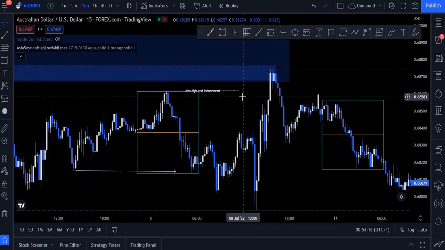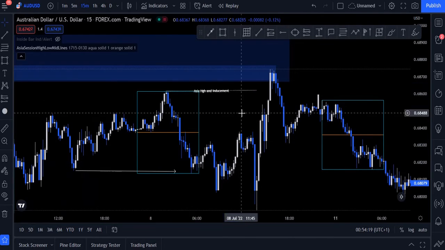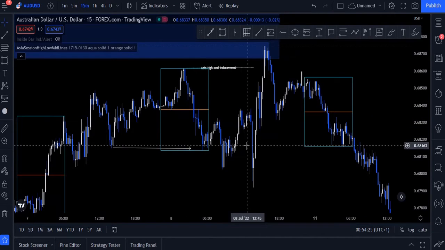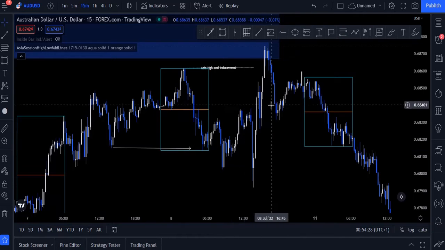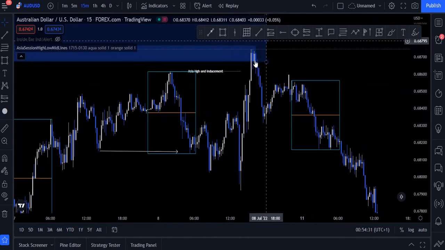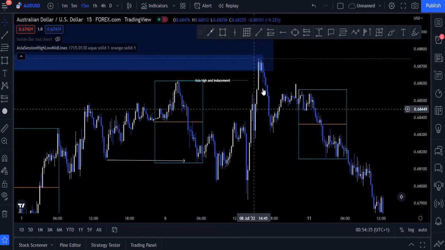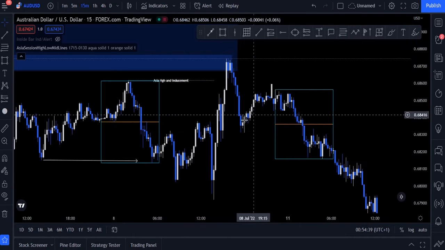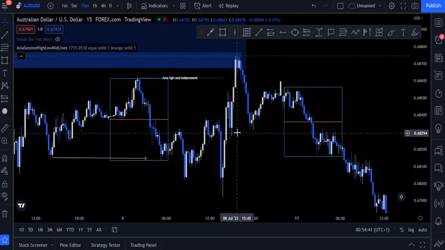Alright, Asia high inducement. So this is the liquidity that we have to take out. I did not enter this trade upward here. I could have from the lower time frames for a quick scalp, but I didn't. I just waited for price coming to my POI and did my thing. Don't chase price. Be patient for price coming to your zone. The market pays people that are patient.